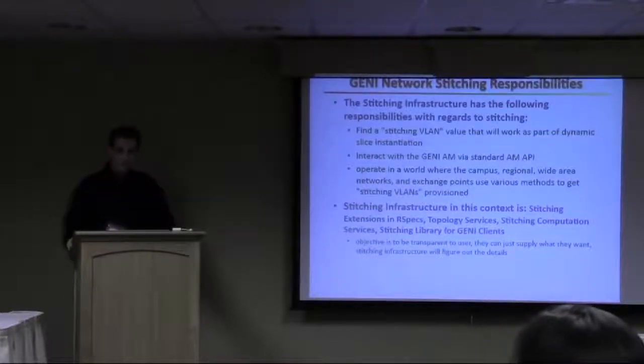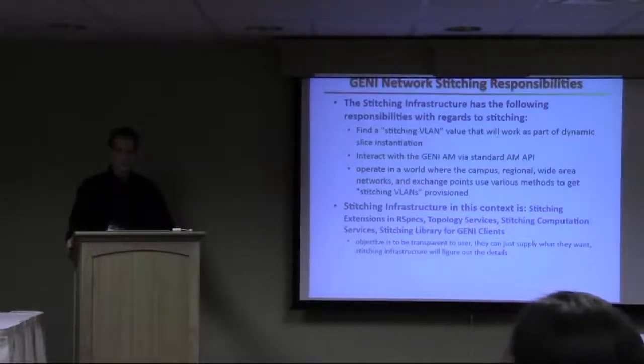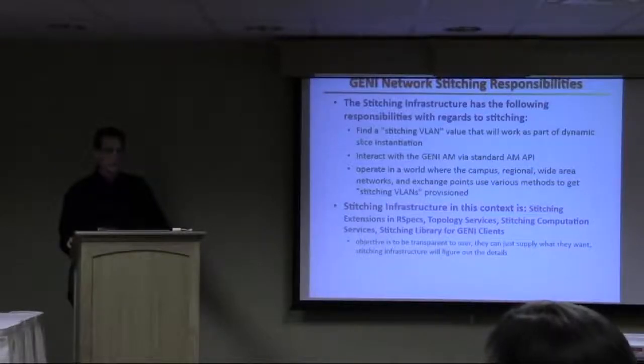From the stitching infrastructure perspective, we've had the aggregates provide us some information in the advertisement RSpec, and now the stitching infrastructure has to take over. When a user produces a request RSpec that might have 3 GENI aggregates in there, we have to figure out how to stitch them together. So the stitching infrastructure's job is to find a stitching VLAN that's going to work across all those multiple aggregates. It interacts with all the individual aggregate managers in a standard way, and actually the stitching infrastructure does not directly interact. It's going to be the same set of client tools that are always used.